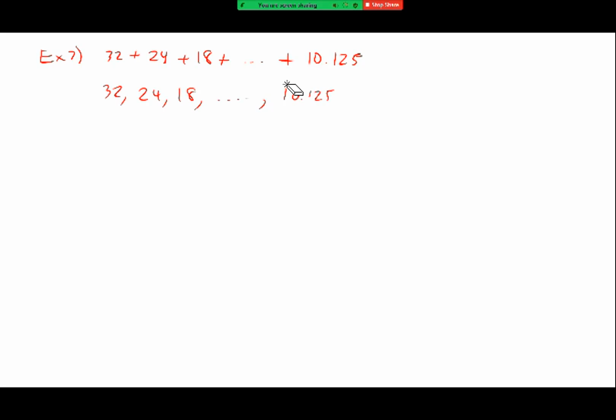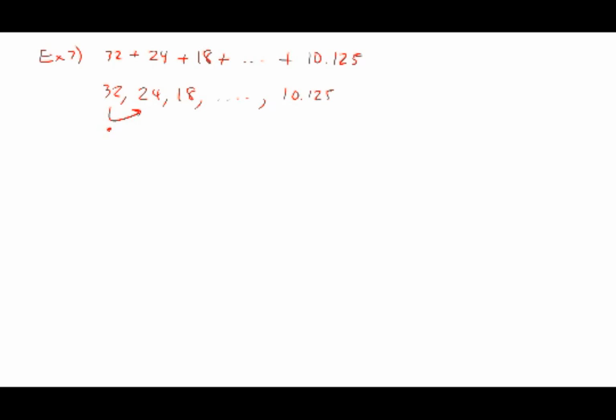Whoa, we got fractions. We didn't start off with fractions, we end up with fractions. So this is a geometric sequence. Talk to me here. What multiplication gets you from 32 to 24? Of course, it has to be 0.8. Good job. I thought it was 3/4.